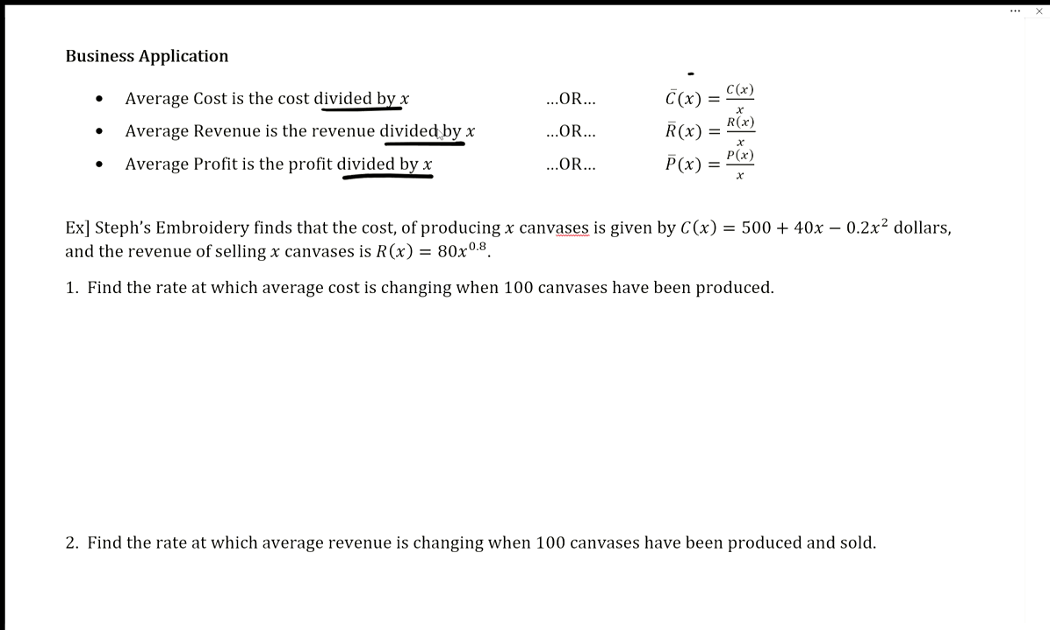So there's our average cost function. It's the cost function divided by x. And then same with the revenue. It's the revenue function divided by x. Profit divided by x is the average profit.